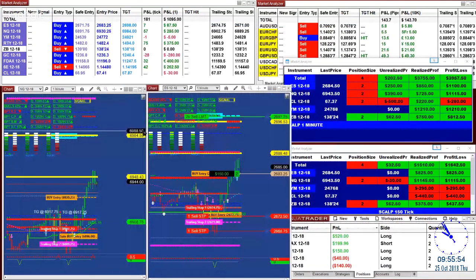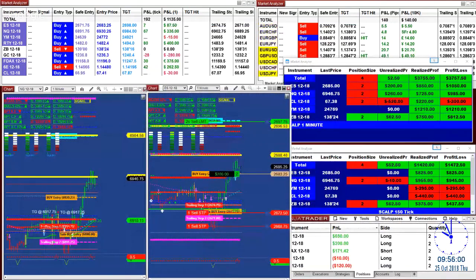We just closed the trade on the NASDAQ and we still have one ES trade. We closed the NASDAQ on 63 ticks. Just right now, one second on the pullback, it was closed.